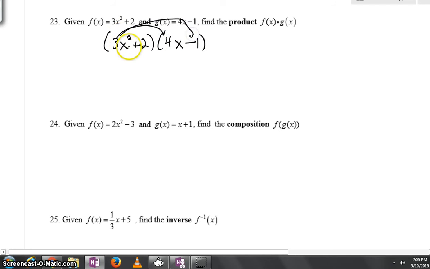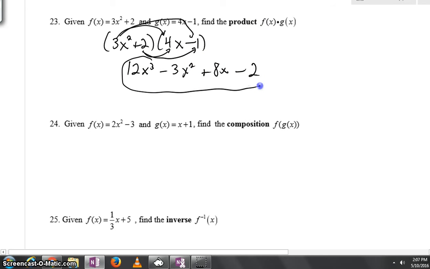As we do that, we'll get 3x squared times 4x. That's 12x to the third. 3x squared times negative 1 is a minus 3x squared. 2 times 4x is 8x. And 2 times negative 1 is actually a negative 2. Works out exceptionally nice in this problem because all of our like terms are already joined together. This is our final answer.